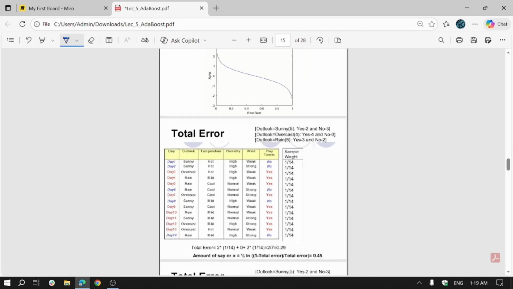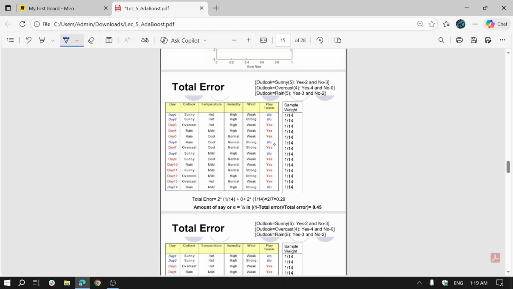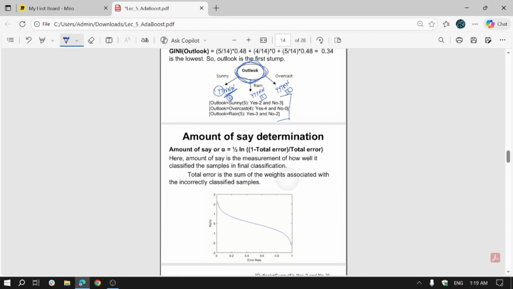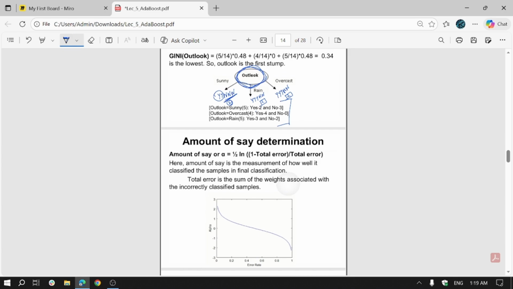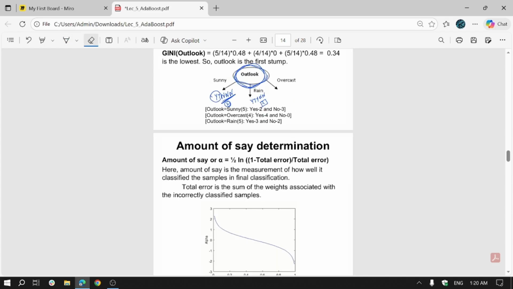So we have sunny, rain, overcast. Basically here will be 0. Here will be 0. So my bad. Here is no misclassified data. As you can see, there are 4 yes and no no. So here you can see there is no misclassified data, so 0.